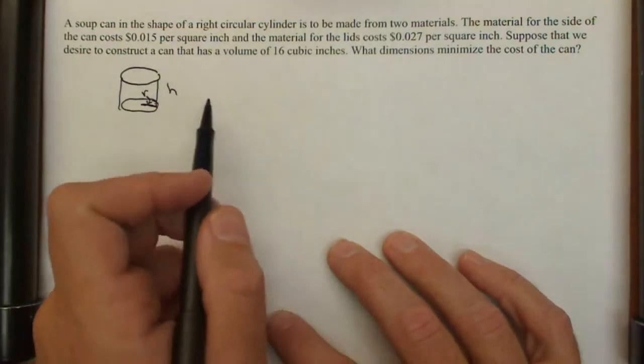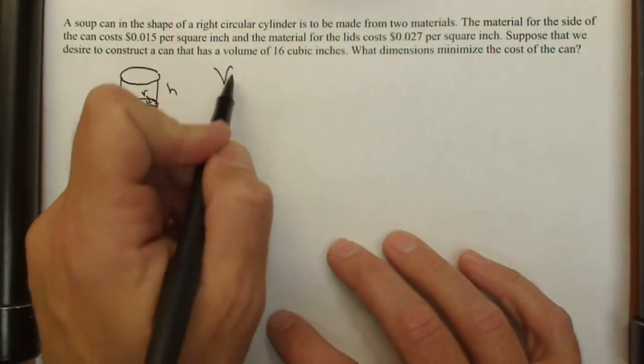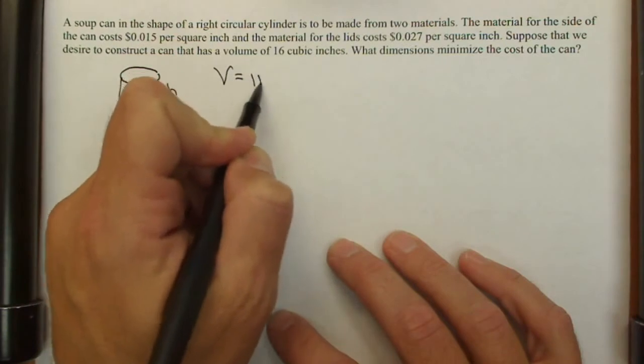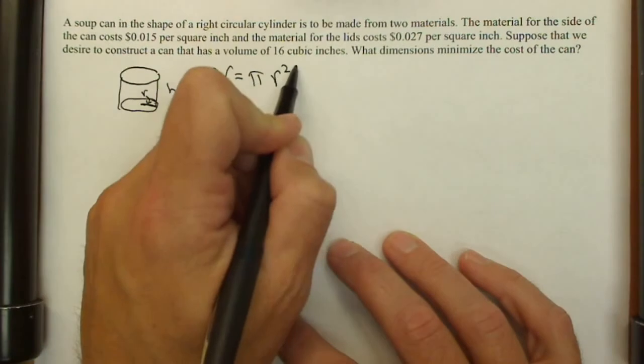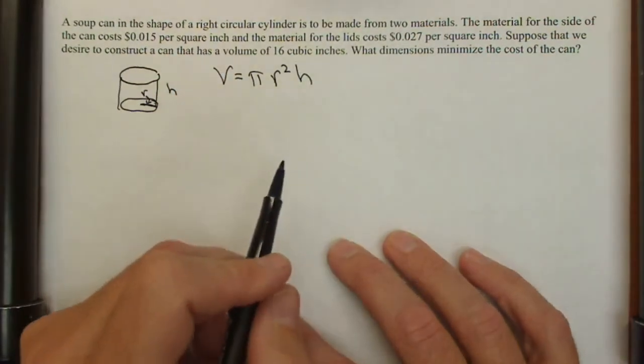So first off, in terms of my variables, I can come up with the volume. Volume of this right circular cylinder is pi r squared. That's the area of the base times its height.